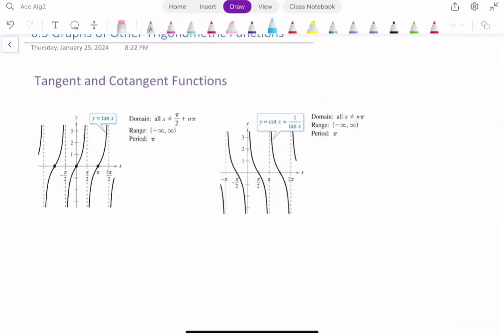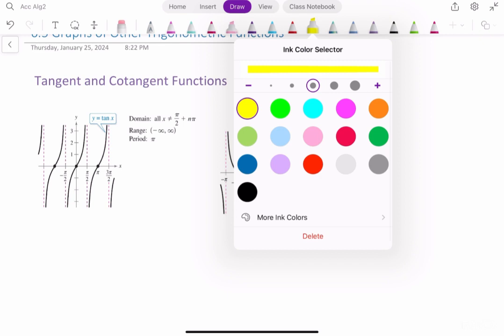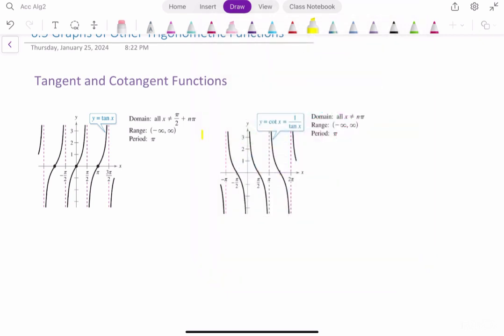Welcome back. Today we will be talking about tangent and cotangent functions. So as you can see, the domain of the tangent is all real numbers except pi over 2 plus n pi. On the other hand, for the cotangent, we have all real numbers except n pi.